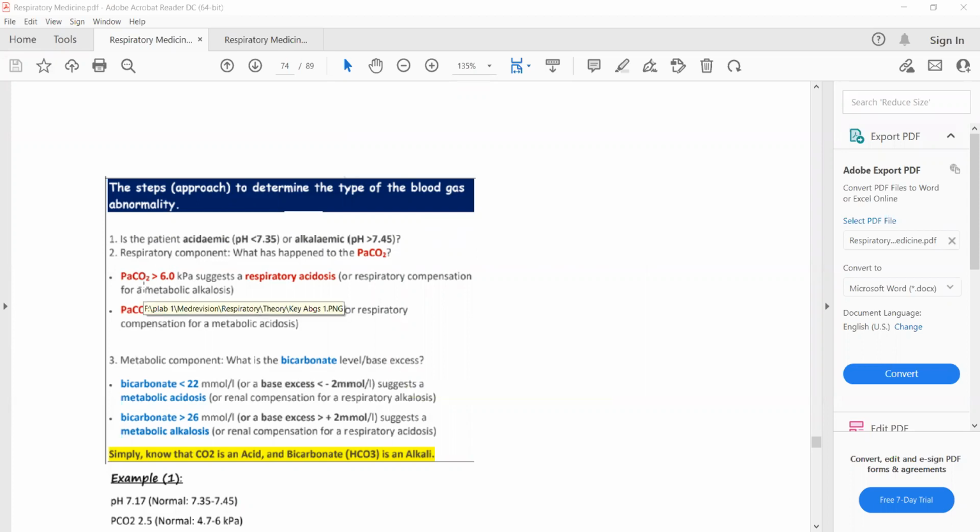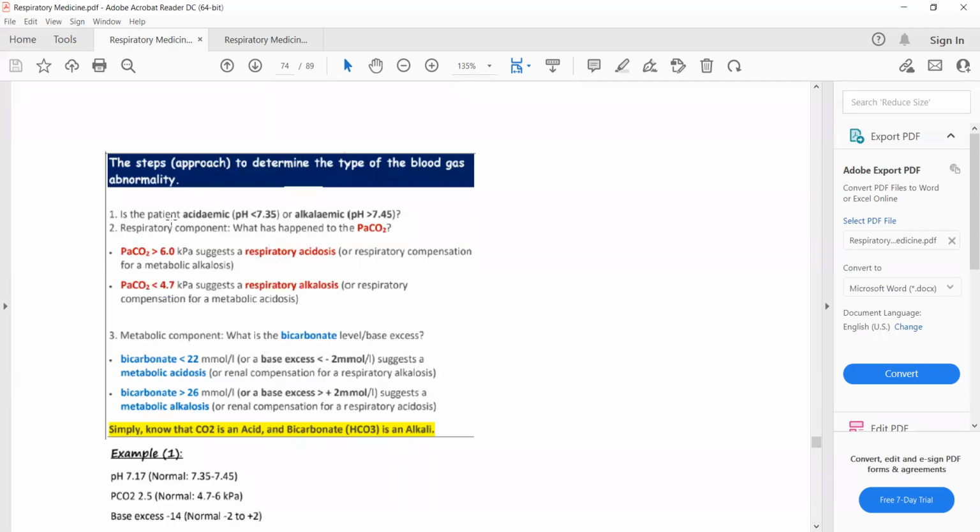Remember that carbon dioxide is basically an acid and bicarbonate is an alkali. So an increase in carbon dioxide means acidosis, and a decrease in the partial pressure of carbon dioxide means alkalosis. And because bicarbonate ions are alkali, an increase in bicarbonate ion is alkalosis, and a decrease in bicarbonate ion is acidosis. Remember these points to correctly identify the acid-base abnormality.